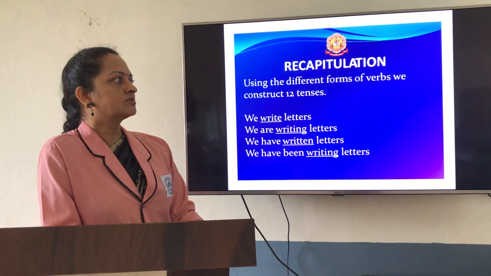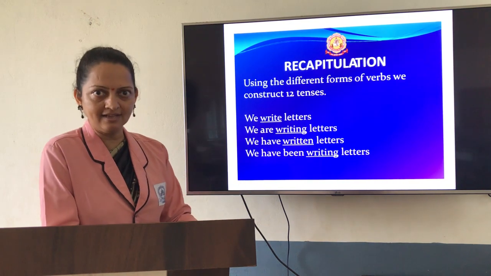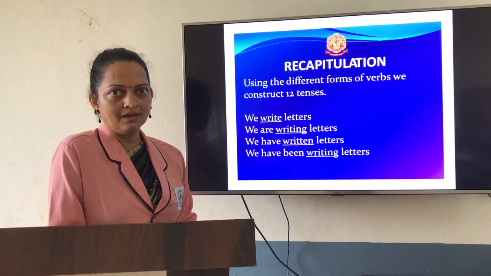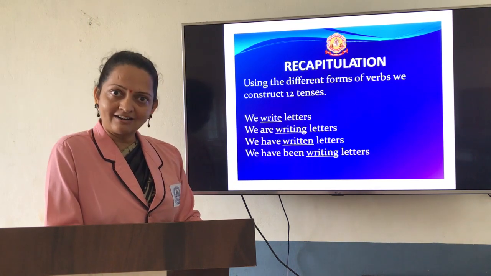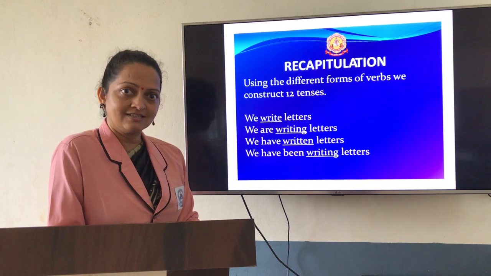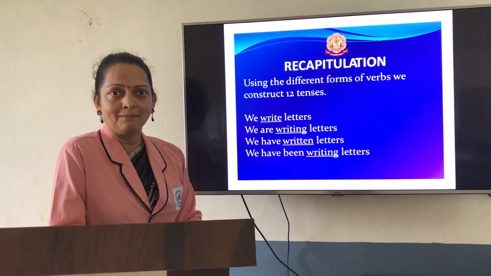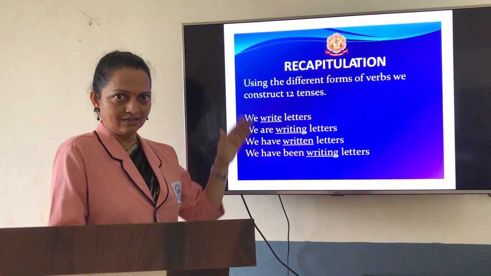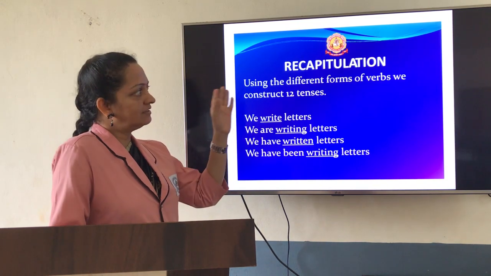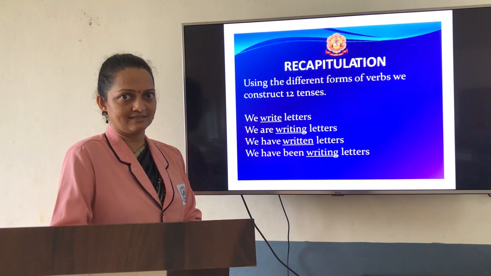Now, using the different forms of verbs, we construct 12 tenses. Of course, we'll be doing tenses in the next class. We'll just see some sentences. We write letters. It is a simple present tense. We are writing letters. It is a present continuous tense. We have written letters. It is a present perfect tense. The last one is present perfect continuous tense. Here we have 4 tenses. In the same way, you all know that you have learned about 12 tenses. So using these different forms of verbs helps us make 12 different forms of sentences.